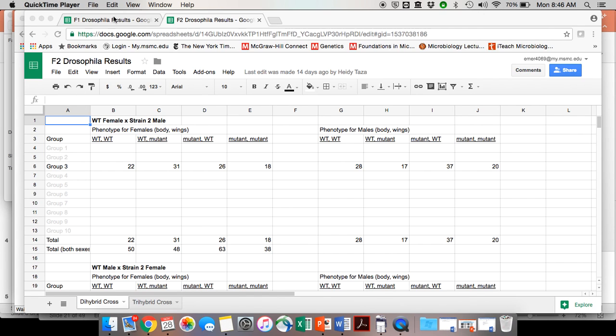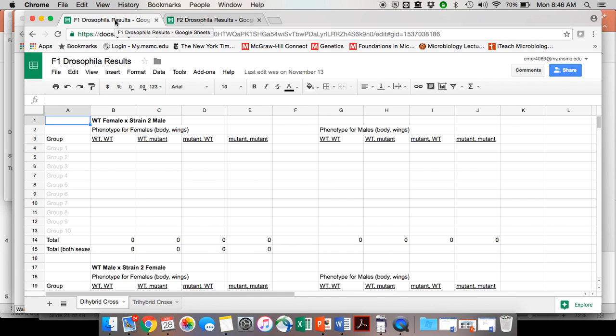I'm going to go over how you put the Drosophila results into the Google spreadsheet that I made for all of you to use. So you can see here I have two tabs open in Google Chrome. The first one says F1 Drosophila results. The second one says F2 Drosophila results. You should have access to both of these spreadsheets. If you do not, please let me know as soon as possible.